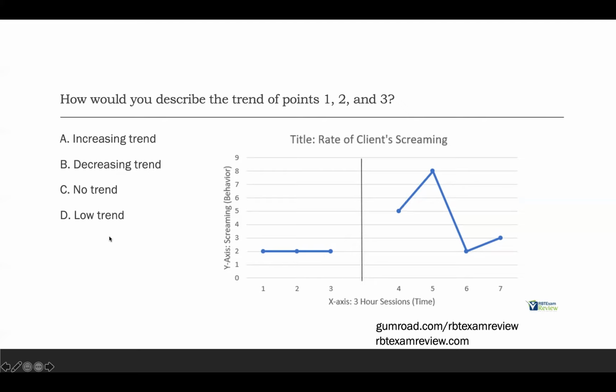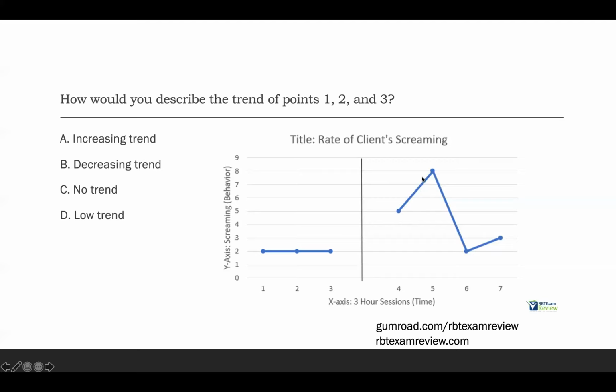So again, visual analysis, very straightforward, especially on the RBT exam. They're not going to confuse you, okay? Just for the sake of practice, let's look at data point 4 to 5. On 4, we're at 5. On 5, we're at 8.